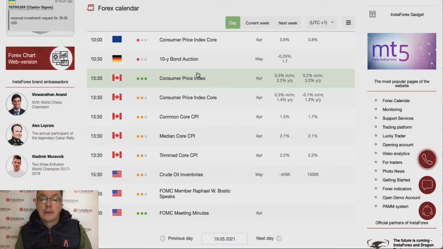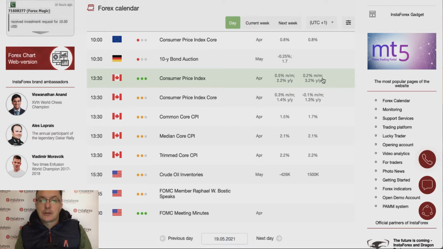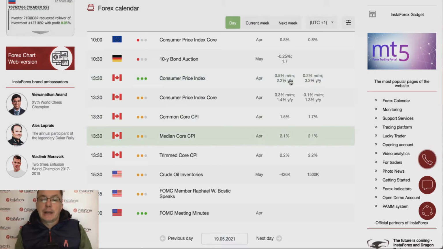During the New York session, we got a bunch of data from Canada related to the consumer price index. Please notice that the consumer price index is supposed to be lower than last month, 0.2% versus 0.5%. So it's definitely worth keeping an eye on. And of course, at 3:30, the crude oil inventories for all of you crude oil traders, and we got some speech from the FOMC member Rafael Bostic, at 4:15, and at 7 o'clock FOMC meeting minutes as the most important event of the day.